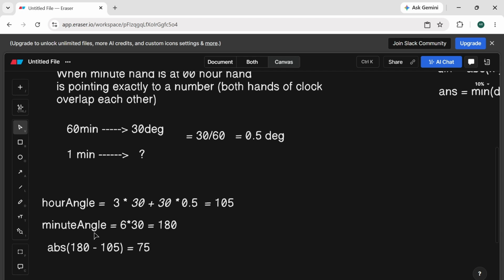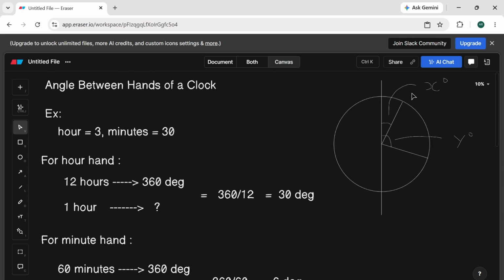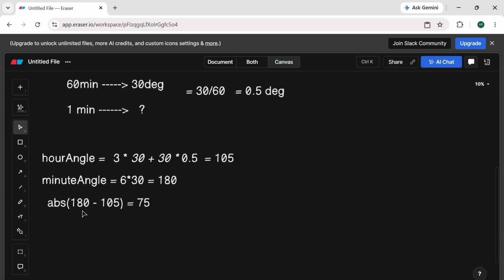And the minute angle is independent. So we will simply multiply 6 into 30, so that is 180 degrees. So finally, since now we have the angle with respect to this reference line for both the hands, we can directly do the subtraction. So 180 minus 105, that is 75.